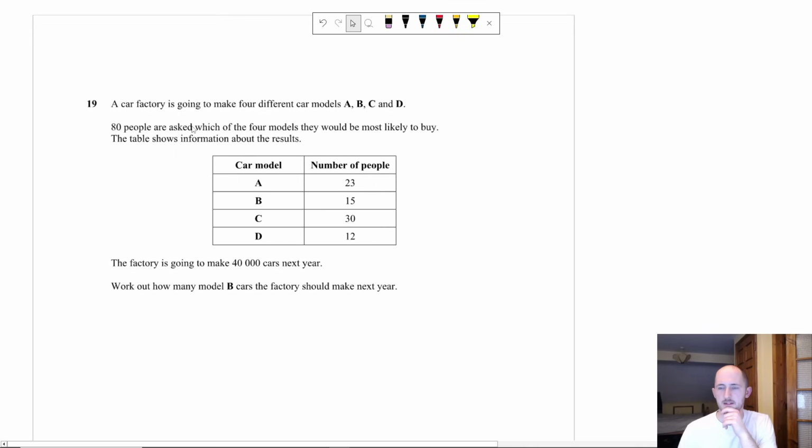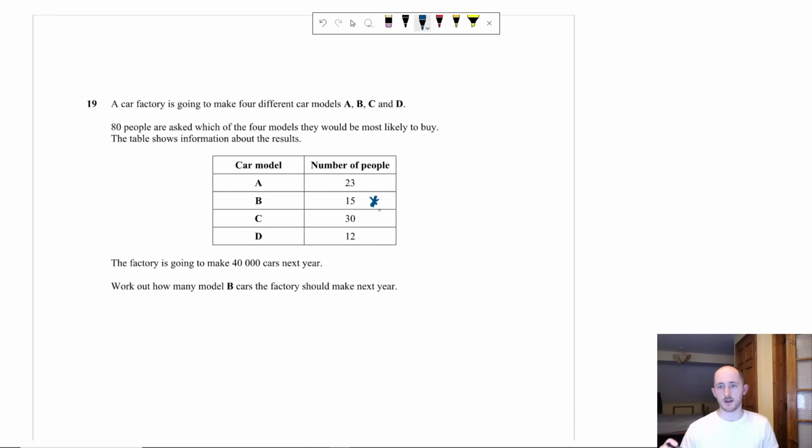A car factory is going to make 4 different car models, A, B, C, and D. 80 people are asked which of the 4 models they would be most likely to buy. The table shows information. Cool. The factory is going to make 40,000 cars. Work out how many Model B cars they should do. So I'm going to put a little star next to that.